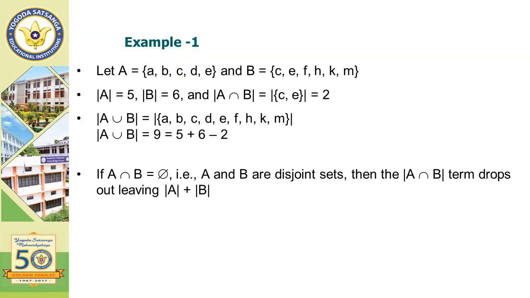Let us take an example. Here A consists of a, b, c, d, e, and B consists of c, e, f, h, k, m. Hence the cardinality of set A is equal to 5, that is, the number of elements in set A is 5. The number of elements in set B is 6. The number of elements in A intersection B is 2, namely c and e. Hence, using the addition principle, the total number of elements in A union B is 9, that is 5 plus 6 minus 2. We calculate this using the previous theorem.